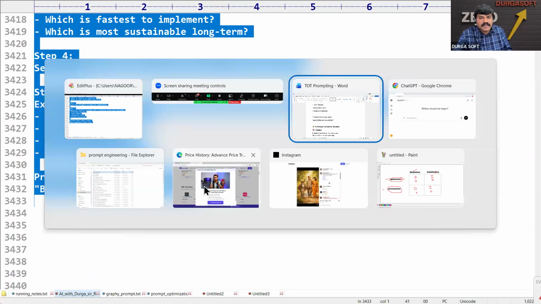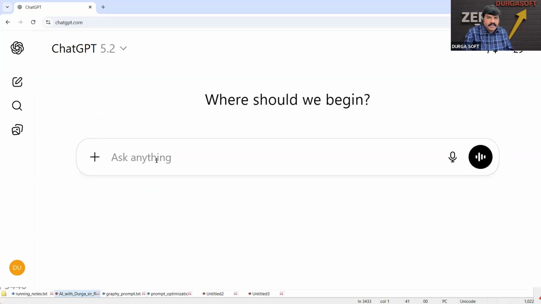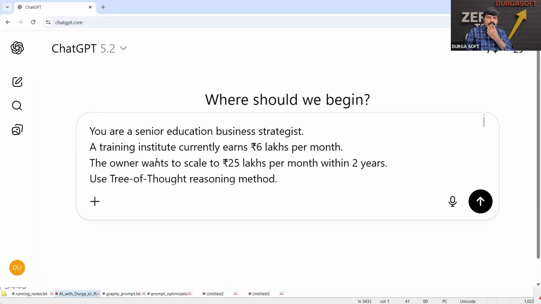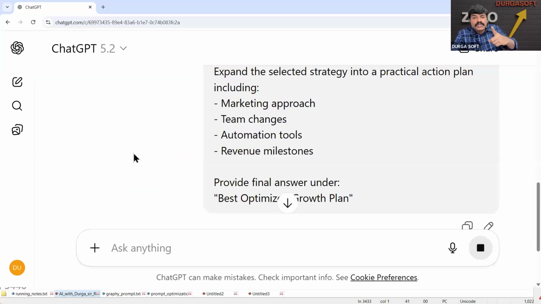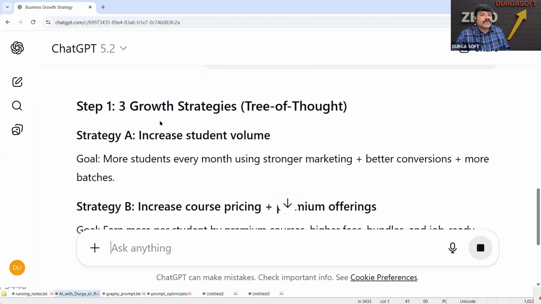So how many options are there for us in total? Three options are there. So what option are we going to get? I don't know. Happily, you can use this type of thing in your day to day. So, growth strategies, tree of thought.